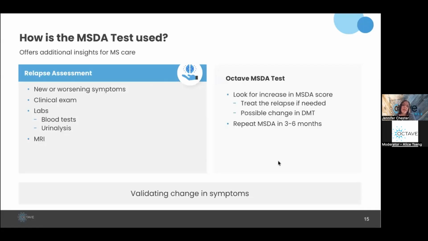But then if we add in the MSDA test, if you're having a relapse, that score is going to go up. So that's going to give some real data to say, hey, yes, something's happening here because your score went from this to this. So now we think something's happening. So that can help validate the change that you're experiencing.